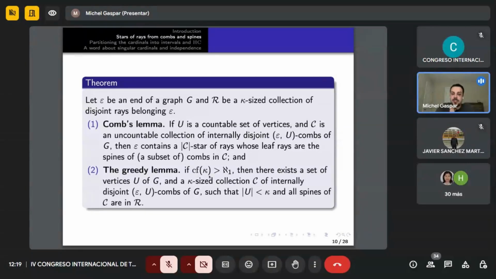Okay, so if we have a cardinal kappa of uncountable cardinality, and it's more than omega, then we can find a set of vertices U of G and a kappa-sized collection of internally disjoint combs, such that U has cardinality less than kappa, and all spines of C are in this set. So, as I said, the point will be to get smaller and smaller U's until we finally hit something of countable U. And we can do that because this is well-founded, of course.